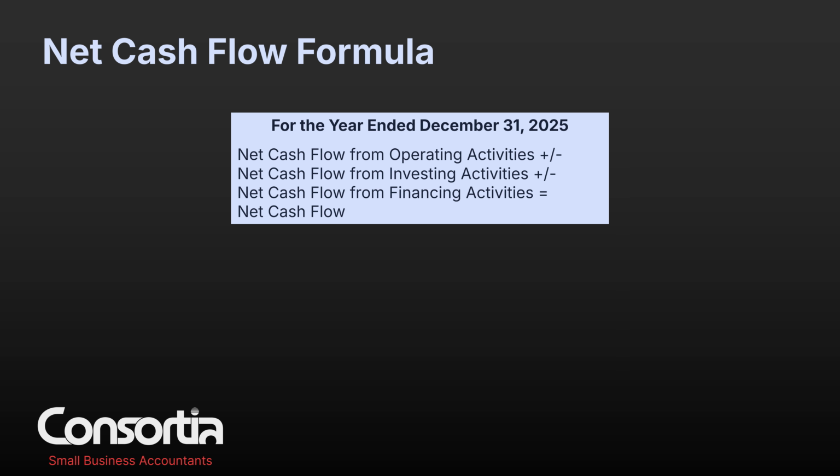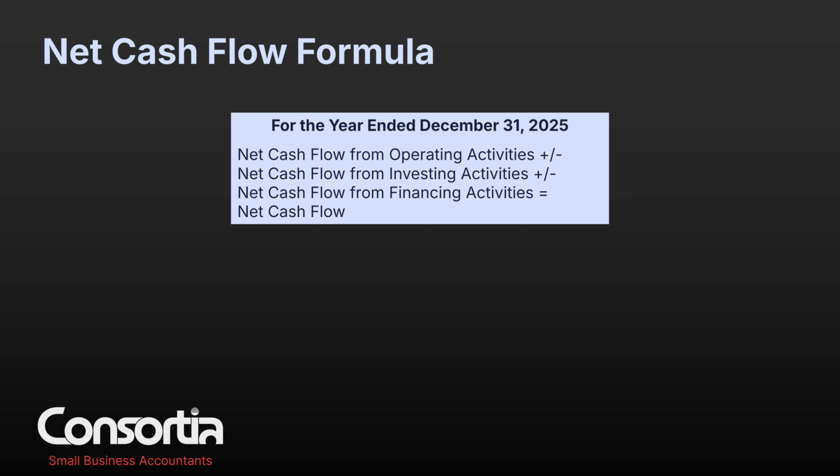inflows, net of outflows, is either positive or negative, in other words, an increase for the year or a decrease for the year. So overall, you take the increases and decreases from each of these activities, operating, investing, and financing, and overall, you know your net cash flow for the year.